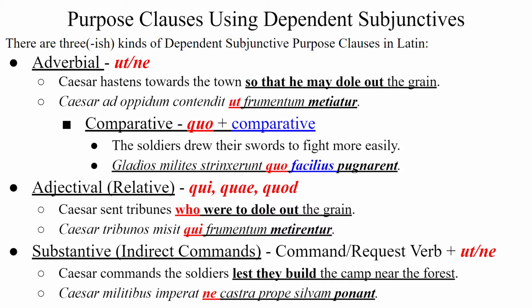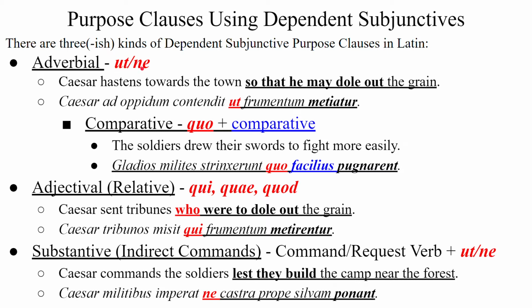All right, let's move on to the subjunctive, to the big part of the lesson. So there are three-ish kinds of dependent subjunctive purpose clauses in Latin. Chapter 44 is going to deal with these, 1, 2, 3. And then chapter 45 deals with the substantive clauses at the bottom, the indirect commands. So adverbial. The adverbial purpose clause is introduced by ut for the positive, ne for the negative.